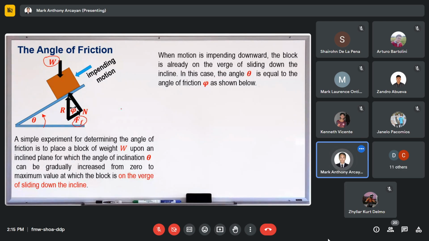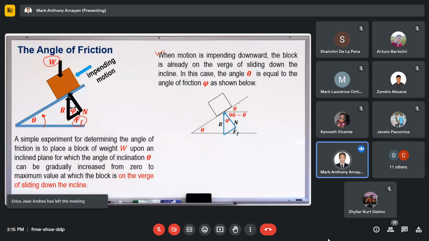Now, when motion is impending downward, the block is already on the verge of sliding down the incline. In this case, the angle theta is equal to the angle of friction phi, as shown below. So let us redraw the illustration in this manner. This is our theta, and this angle is also equal to theta by geometry.